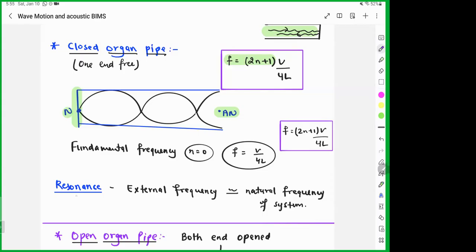What is the meaning of natural frequency? When the external frequency is equal to the frequency of the natural system. Based exactly on the same thing.